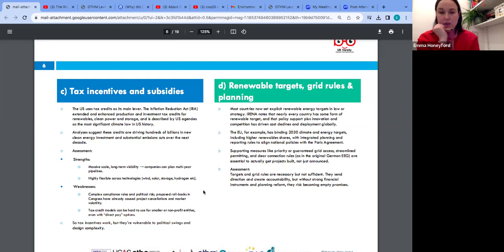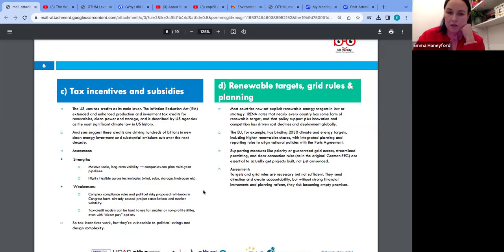So within the EU, for example, it has a binding 2030 climate and energy target, including higher renewable shares. So there's more pressure on countries within Europe to drive renewable energy because of the targets. And with integrated planning and reporting rules to align national policies with the Paris Agreement. So national policies have a massive role to play in driving the energy transition. So supporting measures like priority or guaranteed grid access are essential to actually getting projects built, not just announced.